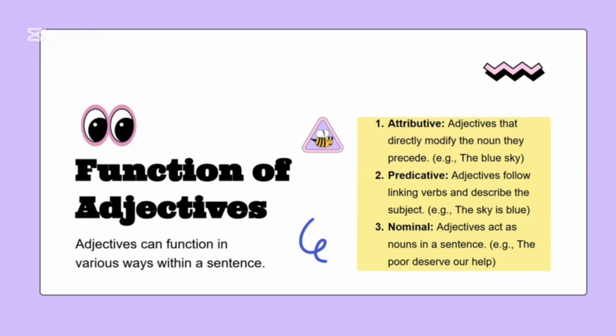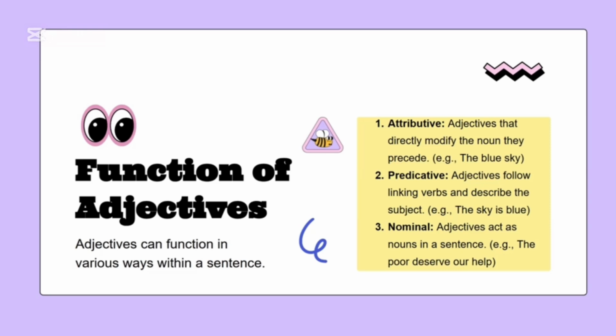Predicative. Adjectives that follow linking verbs and describe the subject. So here we go: the sky, that's the noun, is the linking verb, and blue is the predicative adjective.